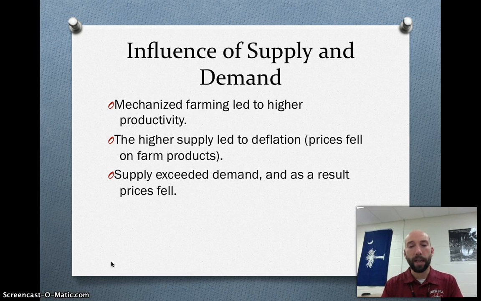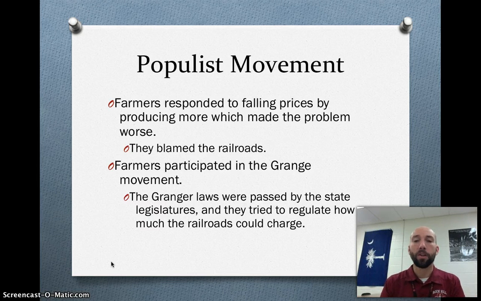Well, with supply and demand, the higher the supply, the lower the price. So supply actually exceeds demand. More people have the product than want to buy the product, if that makes sense. And so as a result, prices fall. So how farmers responded to that was by producing more, which actually created more of a problem.